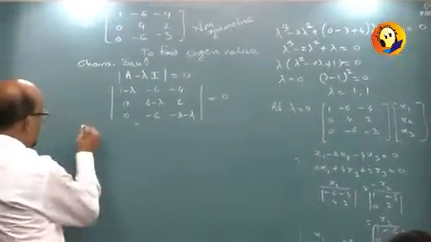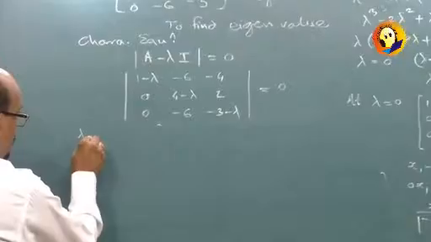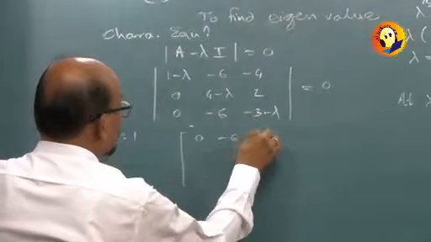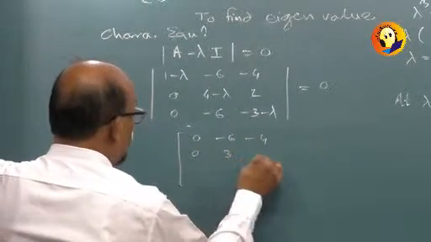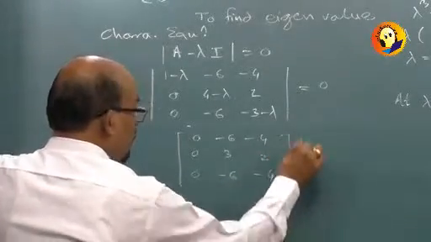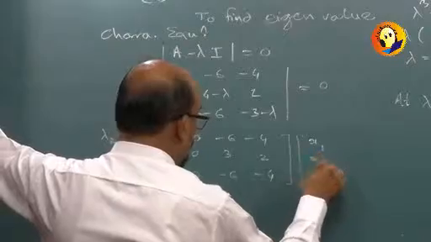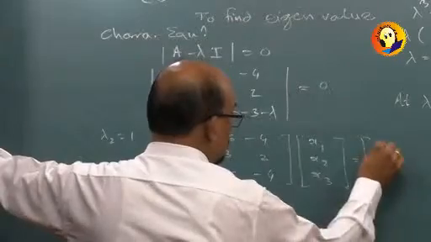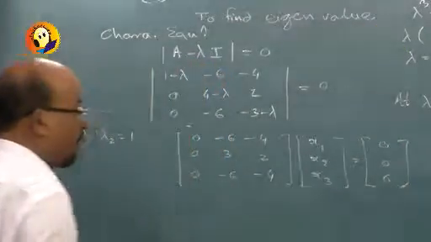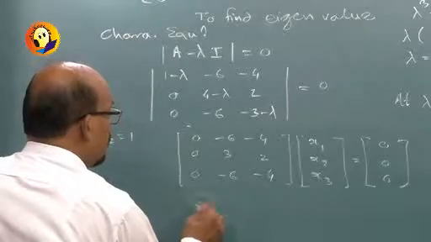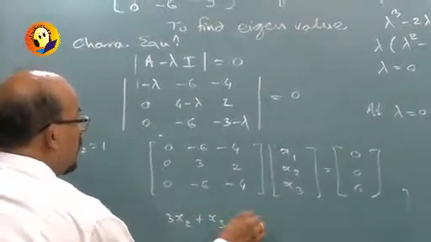Now, at lambda equal to 1, so lambda 2 equal to 1, we get the matrix 0, minus 6, minus 4; 0, 3, 2; and 0, minus 6, minus 4, operating on x1, x2, x3, and we get 0, 0, 0. So we just have the same equations. You take any equation, it will be simply 3x2 plus x3 equal to 0.